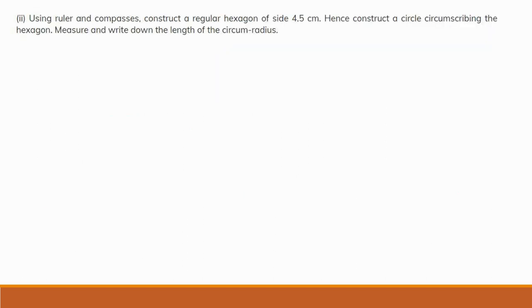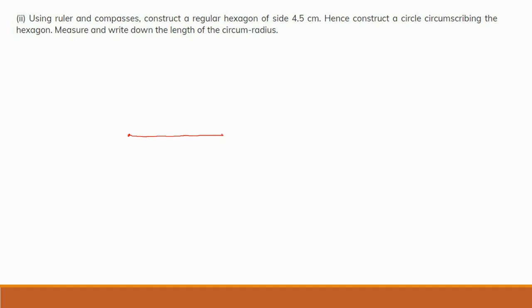Using ruler and compass, construct a regular hexagon of side 4.5 centimeter. I do not have a ruler and compass right now, but I will show you how to do it. It's saying draw a regular hexagon of side 4.5 centimeter, and after that construct a circle circumscribing the hexagon. Measure and write down the length of the circumradius. So first draw a horizontal line of 4.5 centimeter.